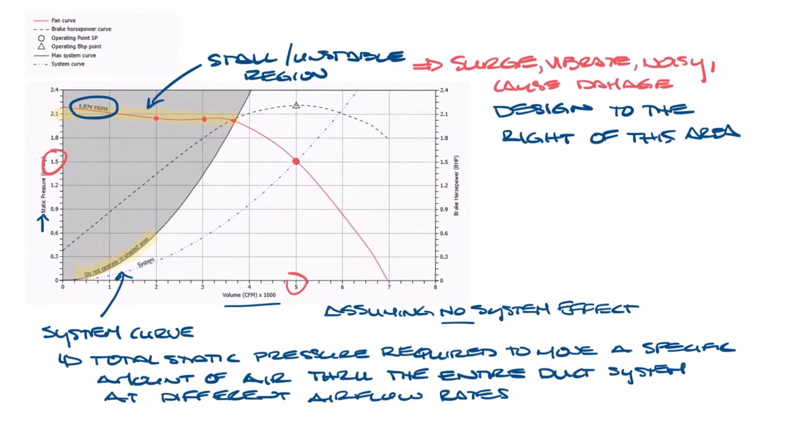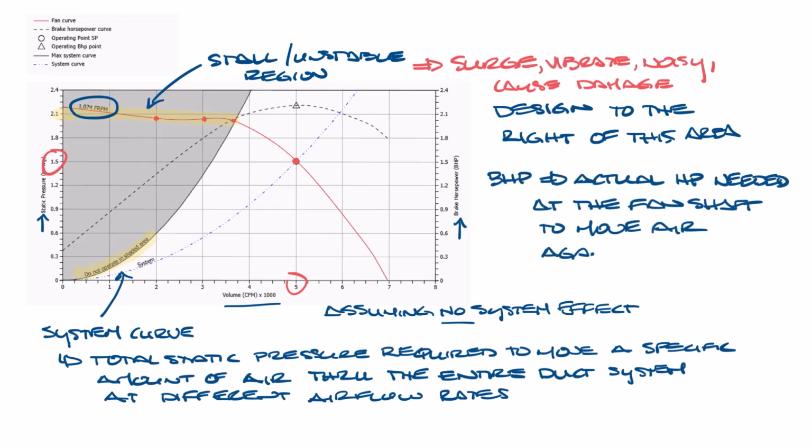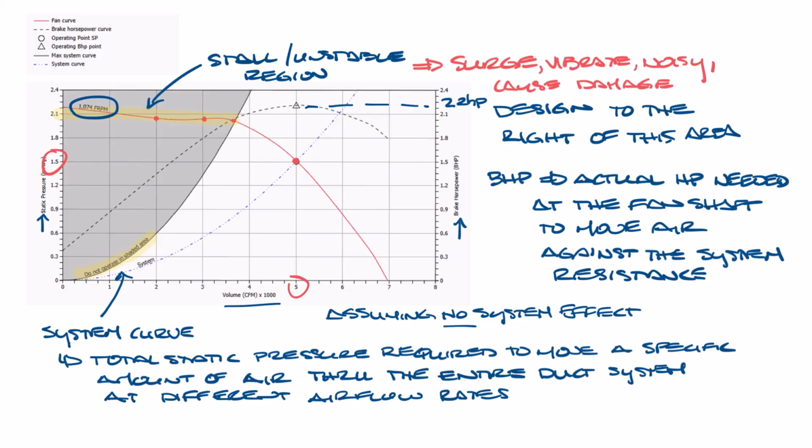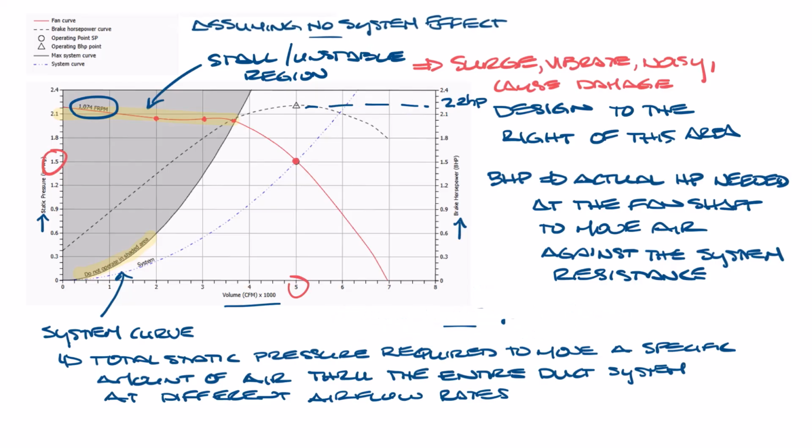The fan curve will also show a brake horsepower curve. Brake horsepower is the actual horsepower needed at the fan shaft to move the air against the system's resistance. For this fan, our brake horsepower is about 2.2 horsepower. The motor horsepower you select must meet or exceed the fan's brake horsepower.